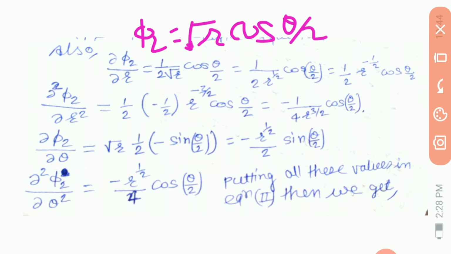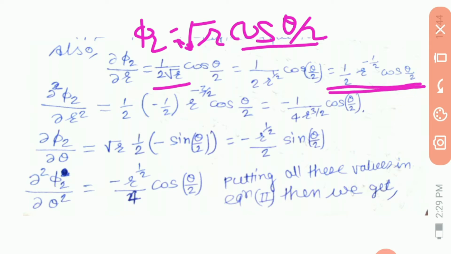So we differentiate this with respect to r. So we get ∂φ2/∂r is 1 by 2 root r cos θ/2 as it is. So this is equal to, this 1 by 2 root r can be written as 1/2 r to the power minus 1/2 in this form.